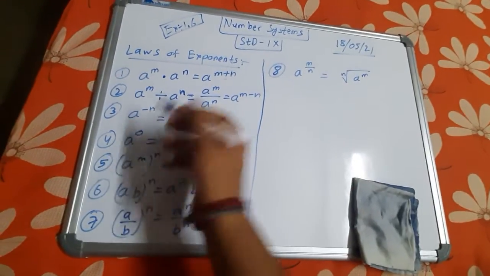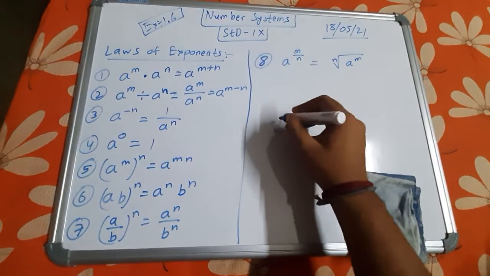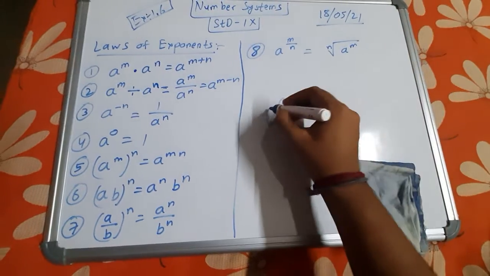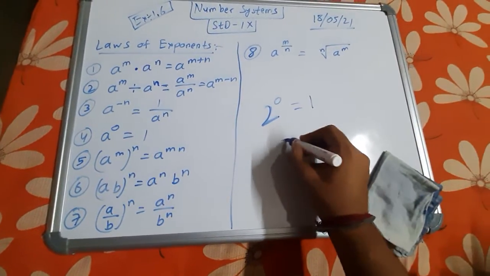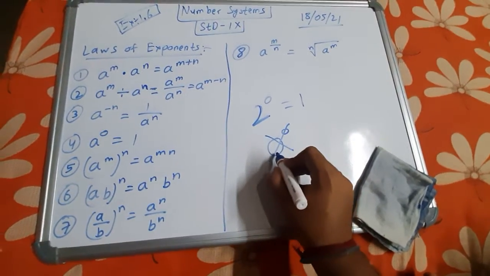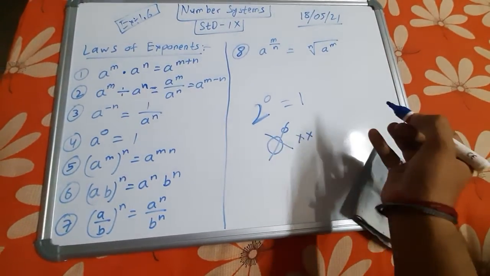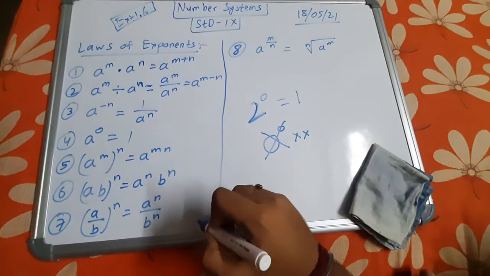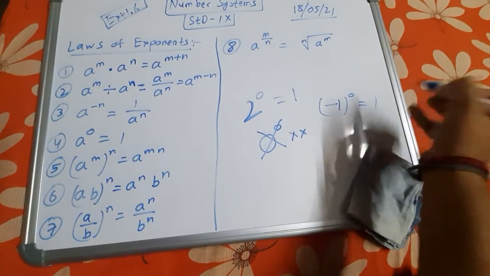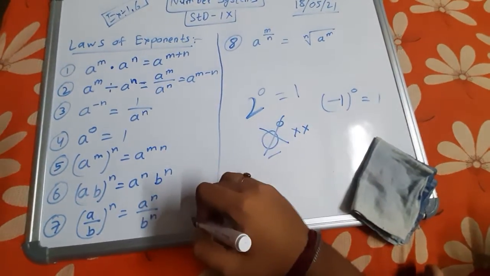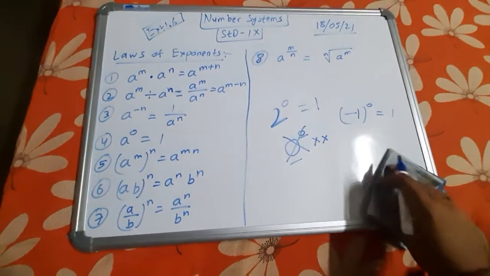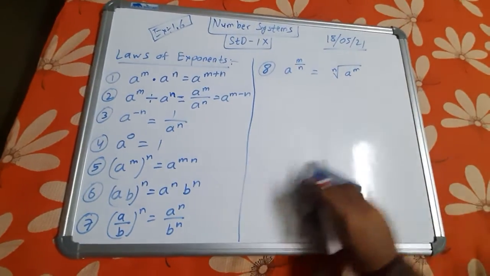Next comes number 4: anything to the power 0 is equal to 1. Take any number, even any negative number, raise it to the power 0, and it will be 1. But be careful: 0 to the power 0 is the only exception and is not possible. The exponent is 0, but the base shouldn't be 0. 0 to the power 0 has no meaning.